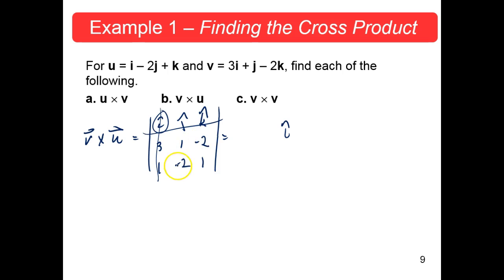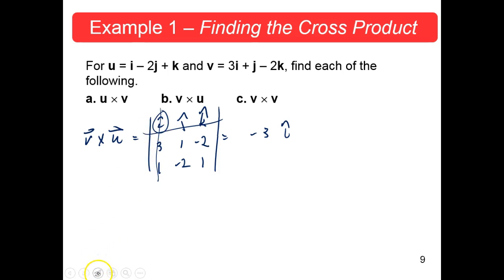1 and then 4. Okay, but what sign is this? Negative. 1 minus 4 is? Negative 3. Negative 3i. Okay, got that one.